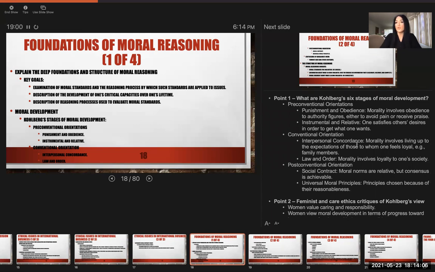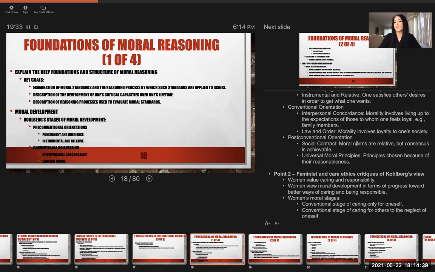We look at the pre-conventional orientations, the punishment and obedience: morality involves obedience to authority figures, either to avoid pain or to receive praise. The instrumental and relative: one satisfies others' desires in order to get what one wants. Conventional orientation, the interpersonal coordinates: morality involves living up to the expectations of those to whom one feels loyal, for instance, family members. Law and order: morality involves loyalty to one's society. And the post-conventional orientation, the social contract: moral norms are relative, but consensus is achievable. Then universal moral principles, chosen because of their reasonableness.